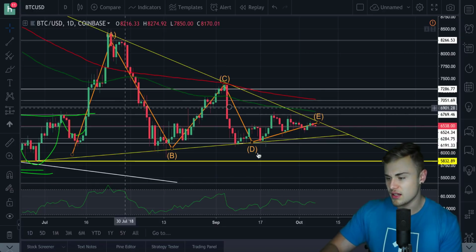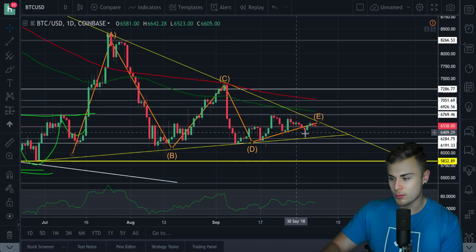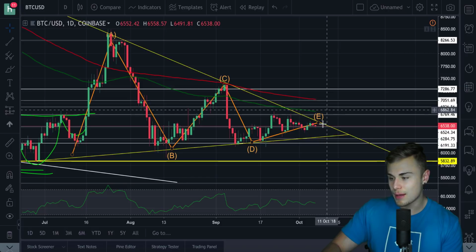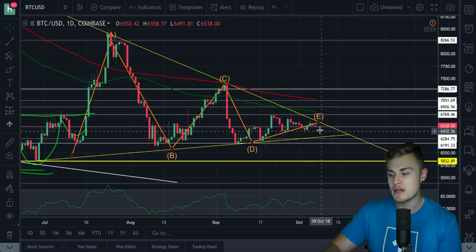I can draw them out, but it'll take too much work. You guys kind of understand what I'm referring to. We're about to pretty much complete this symmetrical triangle, this bull flag, whatever you want to call it. We're trading out of it. There is the resistance at the top here. We're going to test this downtrend very soon.